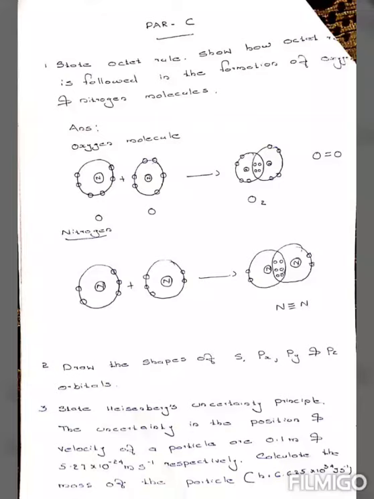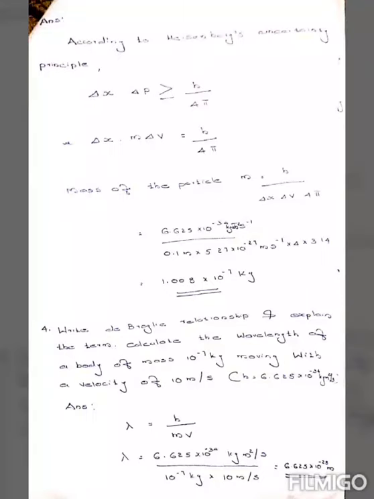Next question, state the Heisenberg uncertainty principle. The uncertainty in position and velocity of a particle are 0.1 meter and 5.27 × 10^-24 meter per second respectively. Calculate the mass of the particle. Answer: according to the Heisenberg uncertainty principle, Δx · Δp ≥ h/4π, or Δx · mΔv = h/4π. Mass of the particle m = h/(Δx · Δv · 4π).